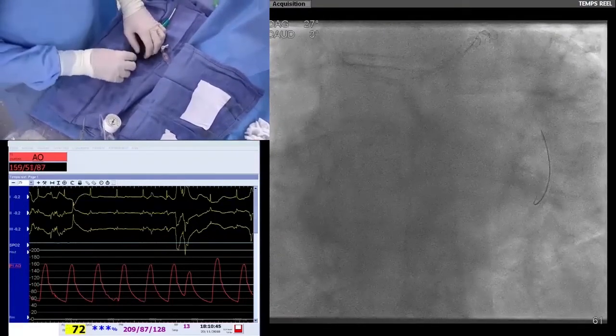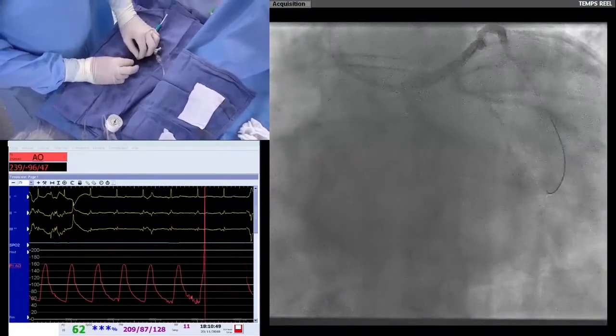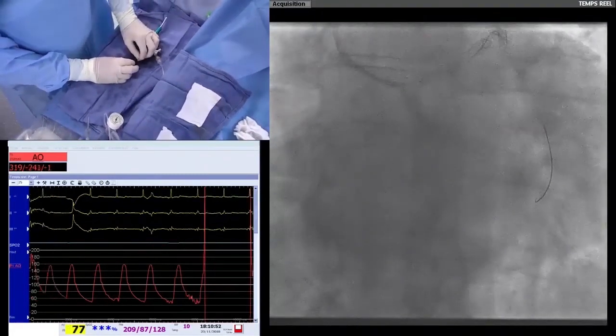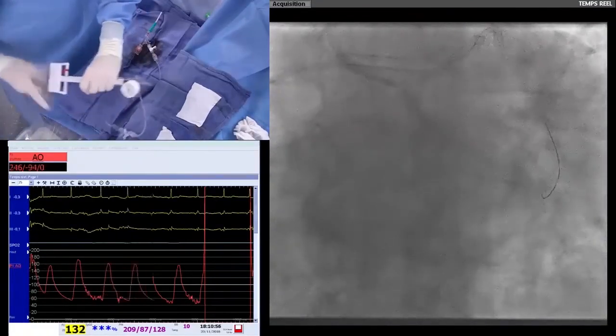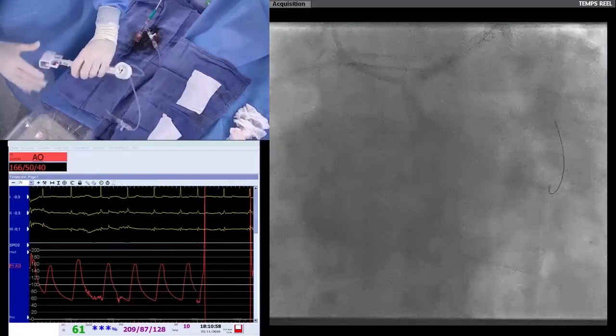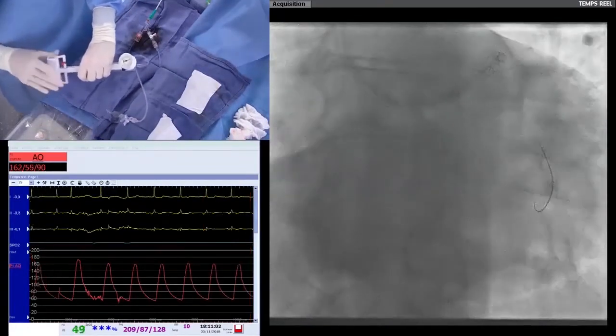Lionel, can you please inject, test? Okay, so I'm just before the carina. I will inflate. Okay, slowly. The pressure is 14.